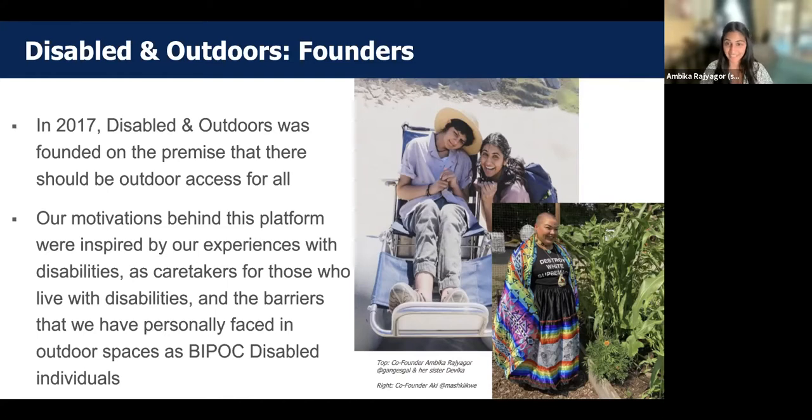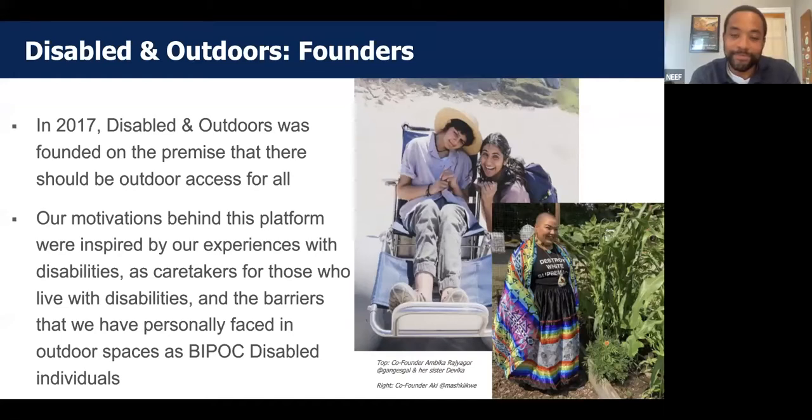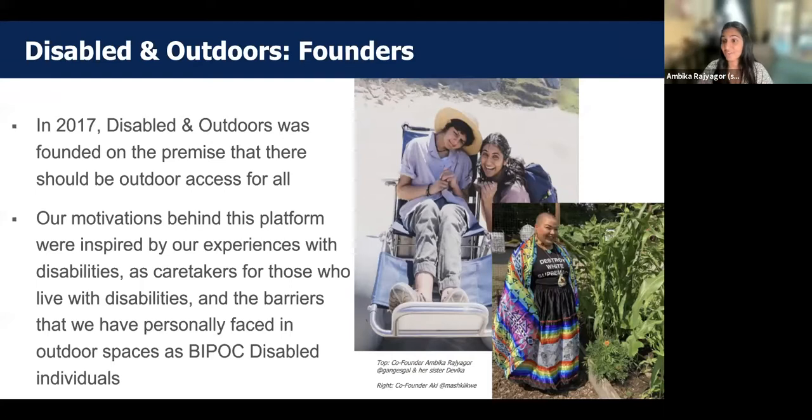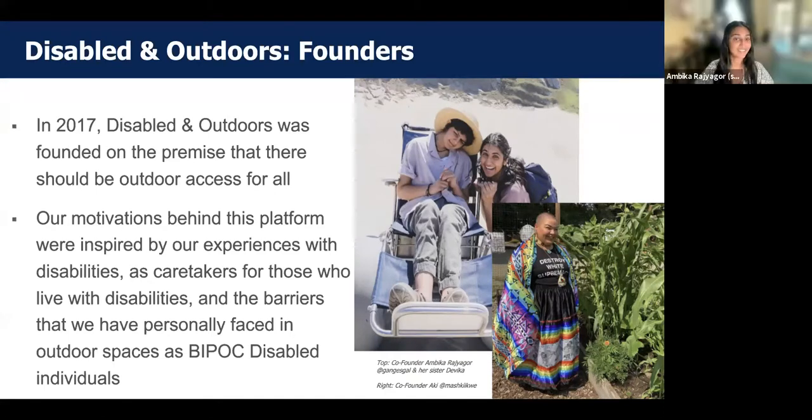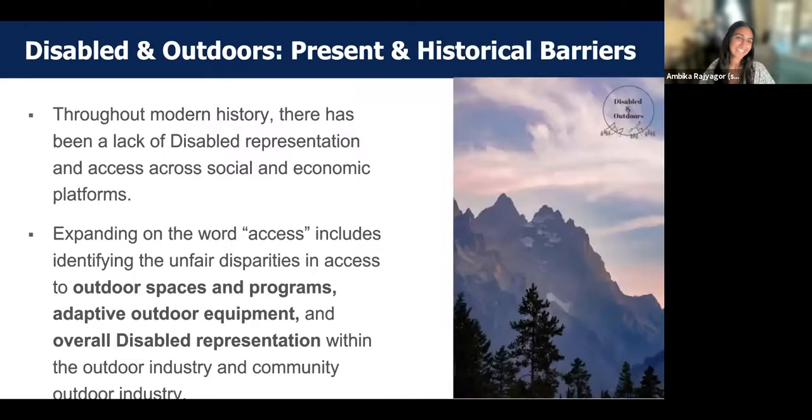There's an image of me and my little sister, Davika. She is my superhero, my best friend, and she is also the inspiration behind most of the work I do. She has Lennox-Gastaut syndrome and is a leukemia survivor. We have grown up together and faced multiple barriers throughout our life, especially in the outdoors, because it's something I'm so passionate about and want to share with her. To the right, we've got our co-founder, Aki Rose, who is an Indigenous disabled individual who lives in the Pacific Northwest, and they started this platform to share their personal experiences and expand from there. Next slide, please. Thank you.